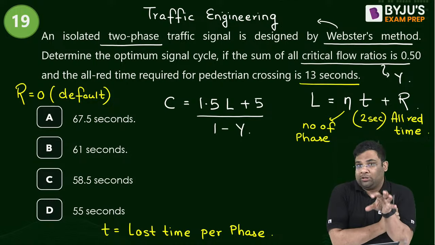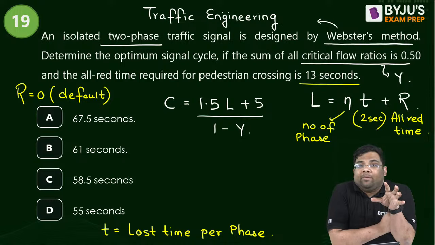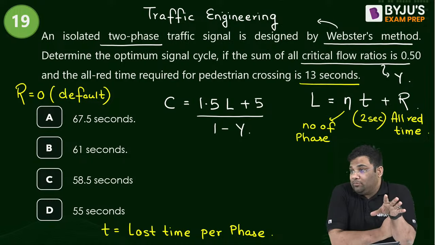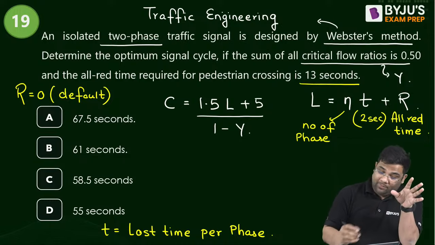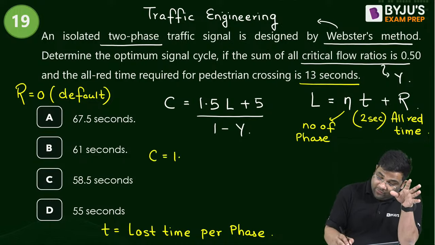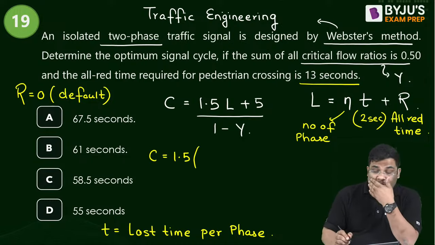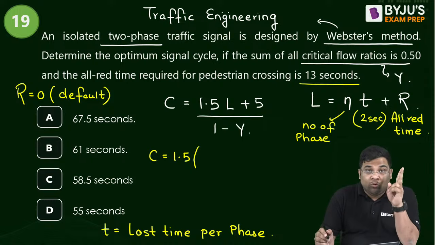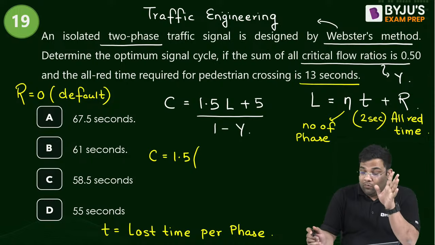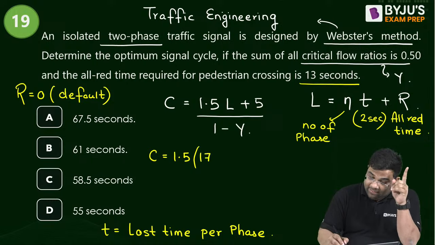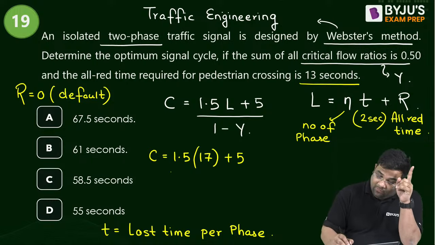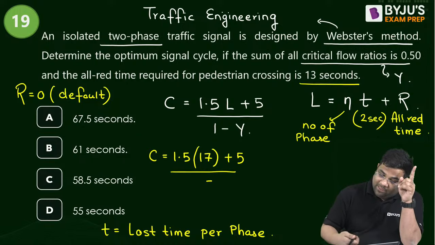It is a good question. I can say direct formula, but a little good question because they have not given the lost time per phase. So now you can put 1.5. The lost time will be how much? N will become 2 phase. So 2 into 2 is 4. 4 plus 13 is 17, right? So 17 plus 5, 1 minus 0.5. So this will become 1.5 divided by 0.5, or I can say multiply by 2.